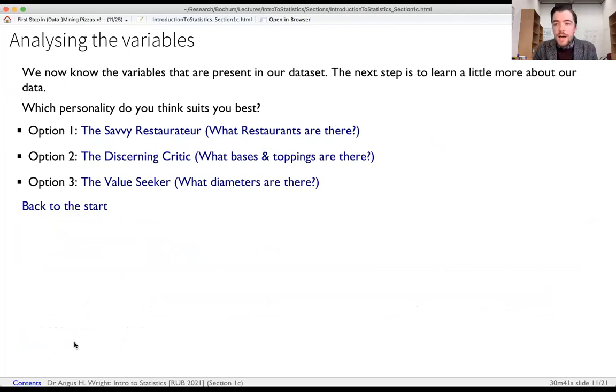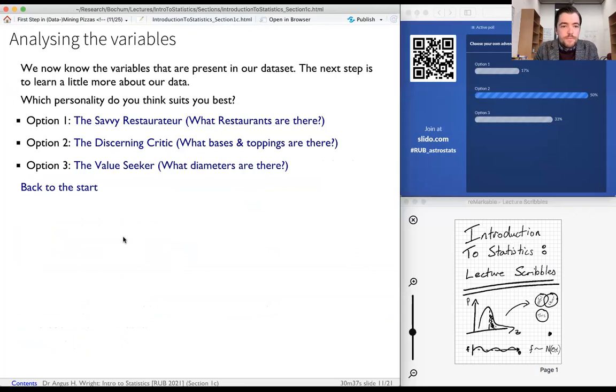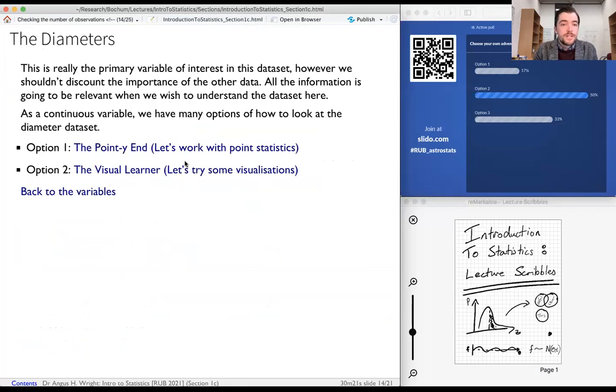Okay, so that was the discerning critic. That was the bases and the toppings. So now we're going to go to the second option, which was the value seeker, which was basically asking us what diameters of the pieces, what can I learn about the diameters that are specified in this catalog.